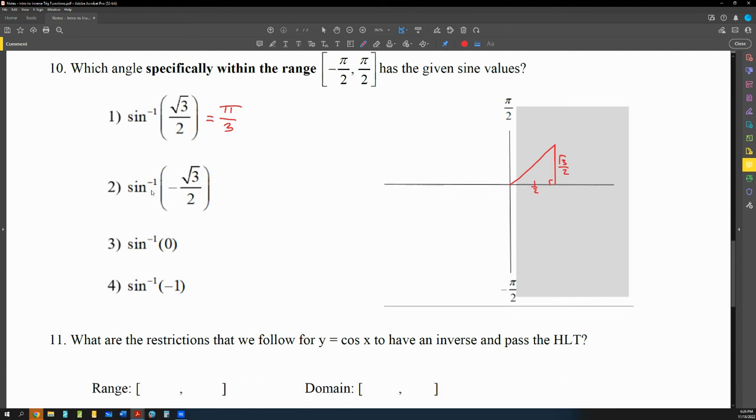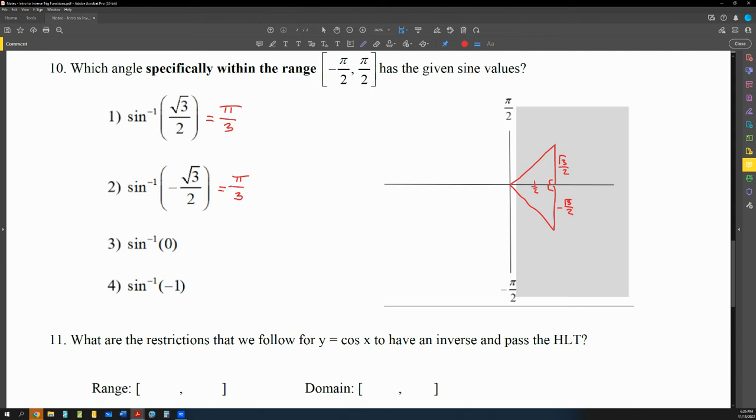Okay? Over here we have negative root 3 over 2. So again, we're looking in quadrants 3 and 4, but only in quadrant 4 because of that restricted domain of negative pi halves to pi halves. We're looking at quadrant 4. Again, that vertical component is negative root 3 over 2. So then our reference angle is going to be pi thirds. In quadrant 4 it is negative pi thirds. Okay?